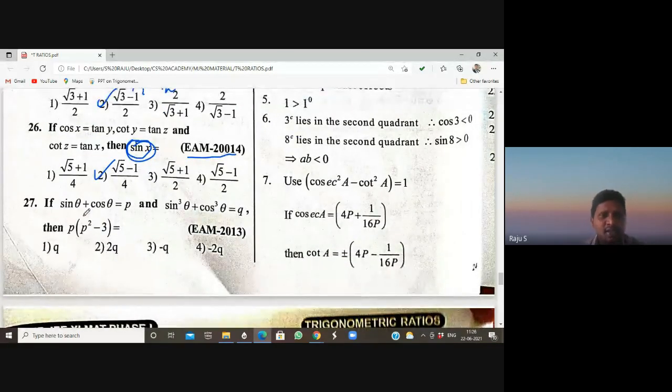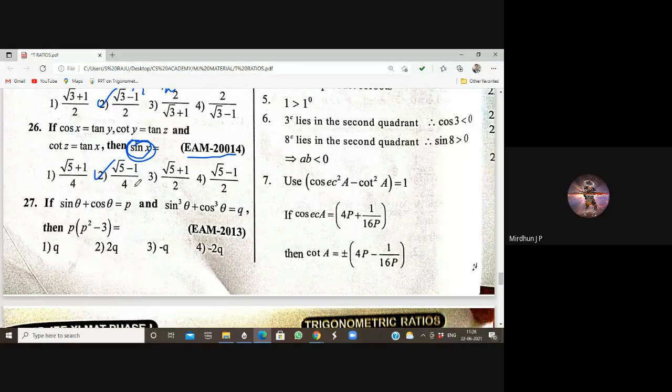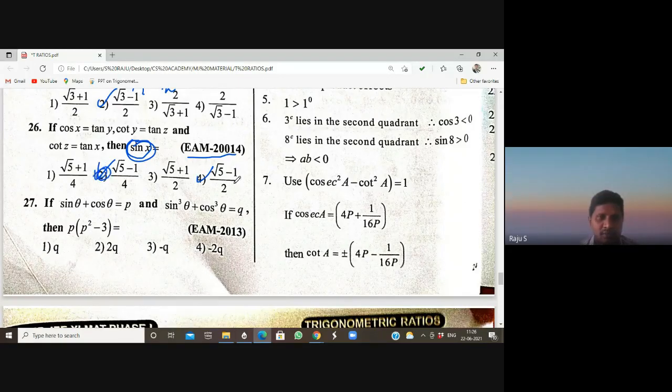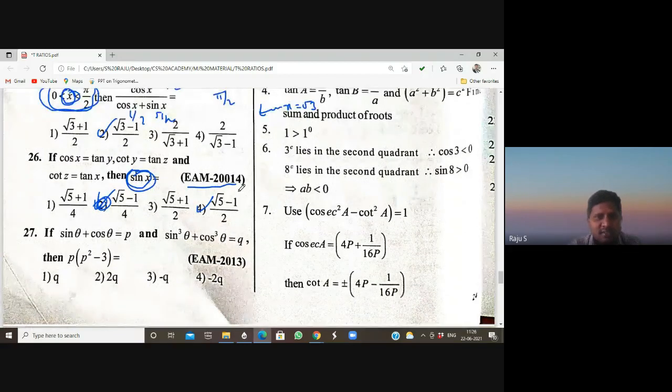Next, sin theta plus cos theta. The fourth option, not the second option. Oh, fourth option. Okay, right. The fourth option is correct, root 5 minus 1 by 2.